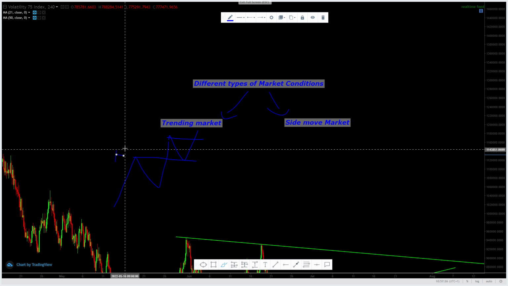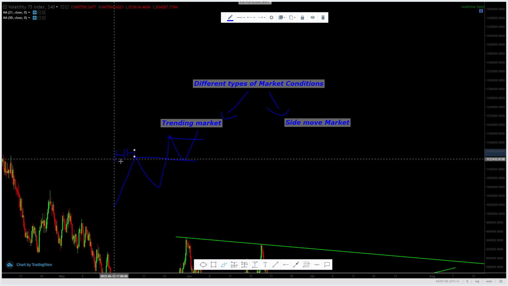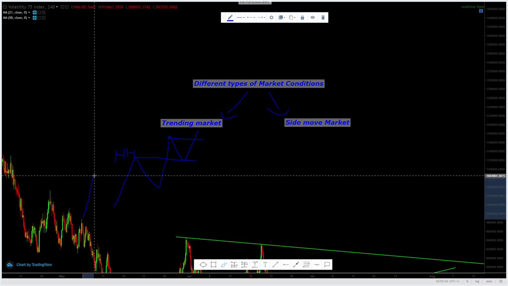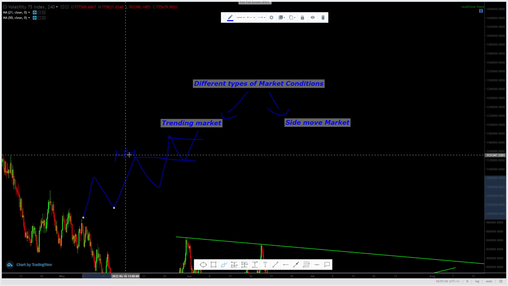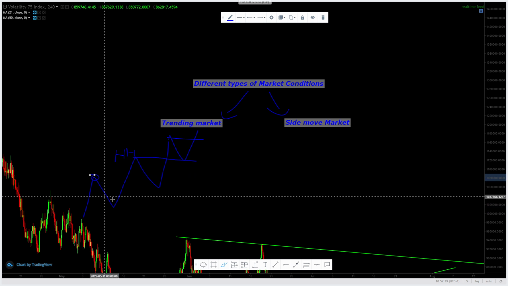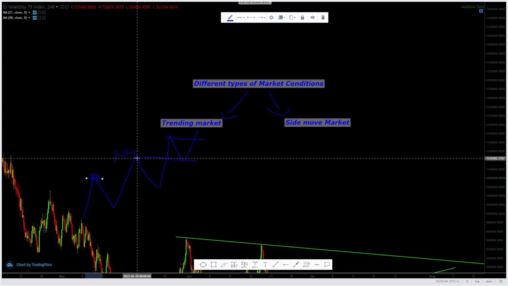This is a higher high, because it is higher than our previous high. Let me make this example right here. This high is higher than this previous high. So once we break our newly formed structure high, we are creating a new higher high.